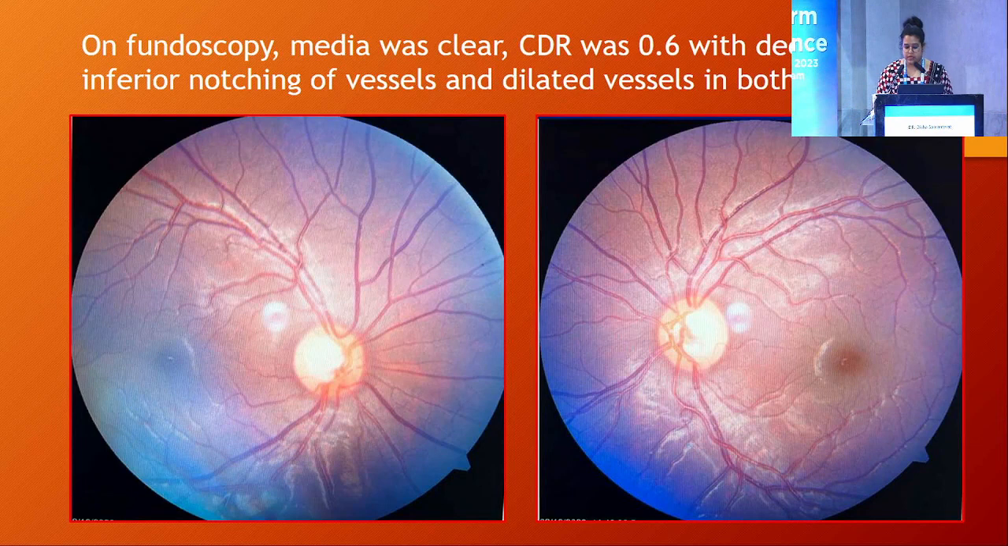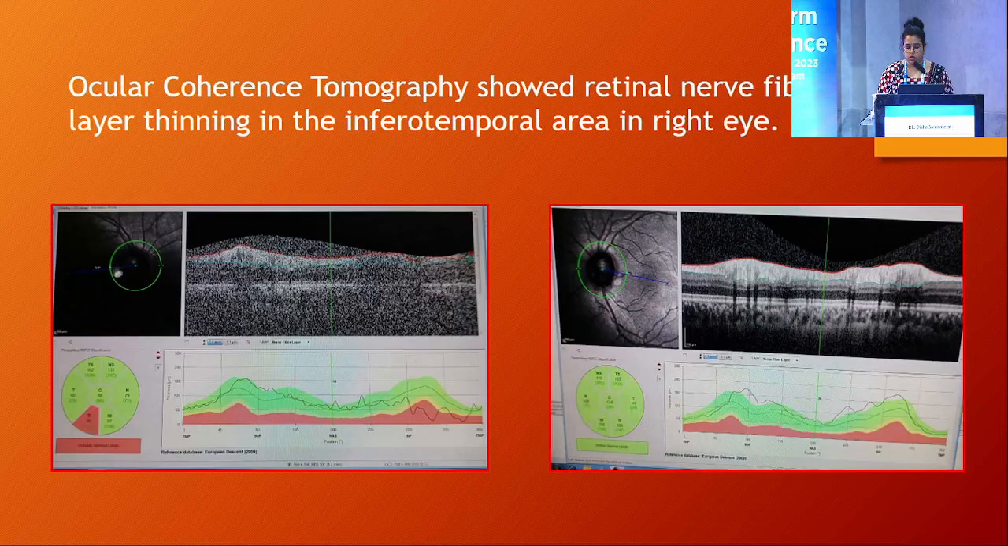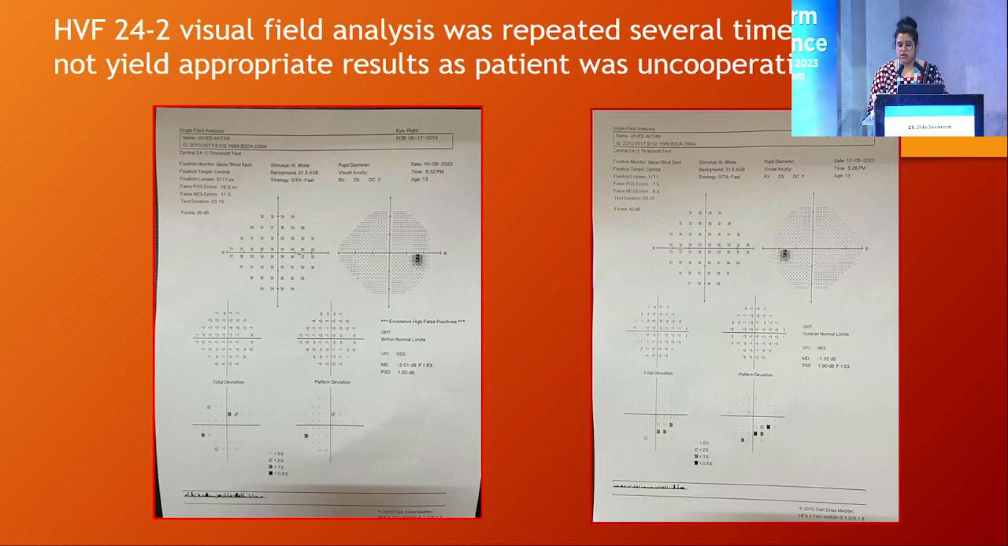On fundoscopic examination with indirect ophthalmoscope, the media was clear, CDR was 0.6 with deep cup and inferior notching of vessels in both the eyes. And on optical coherence tomography, we found retinal nerve fiber layer thinning, which was in the inferotemporal area in the right eye only. We also did repeated HVF 24-2 visual field analysis for this patient, but it did not yield any appropriate results as the patient was uncooperative due to the lid mass.